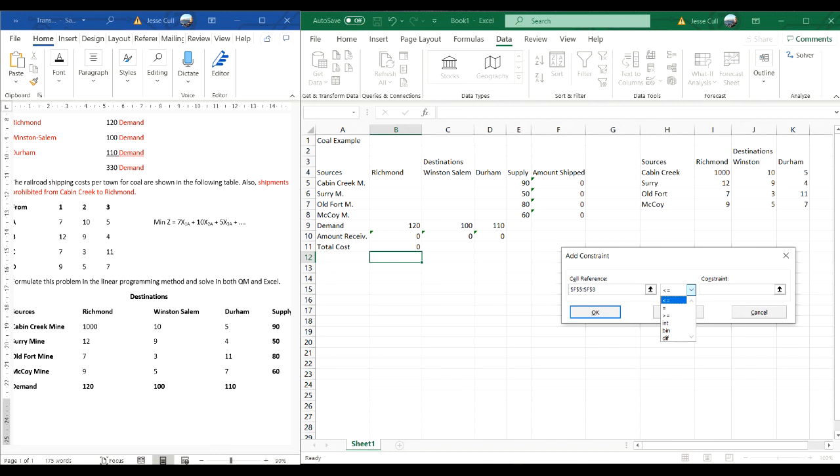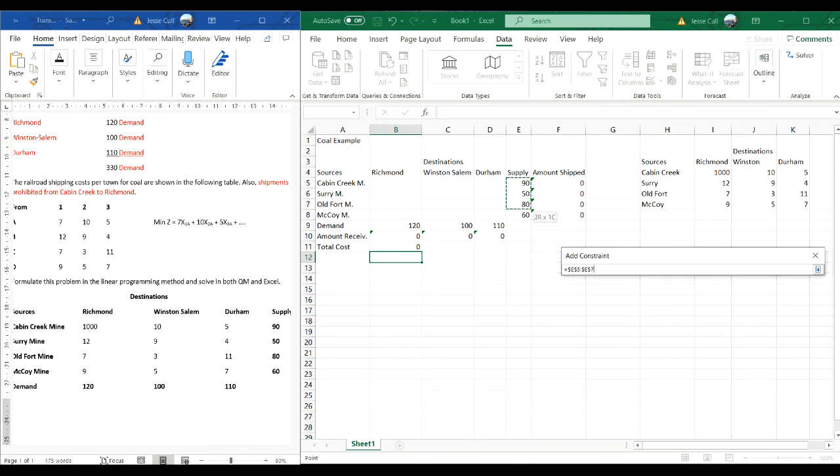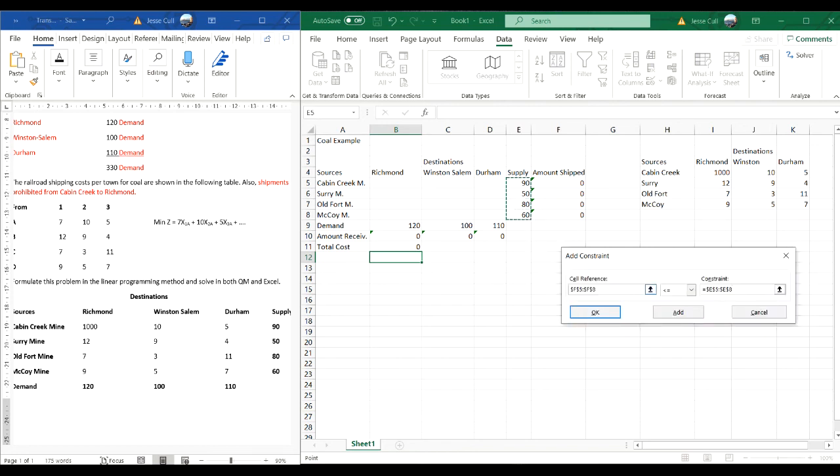Because we know we have less supply than demand, we know all of this is going to be used. We cannot leave any at any of the mines. We require everything, and we still don't have enough. So in that situation, we know less than or equal to works, so does equal to. For simplicity's sake, we'll go less than or equal to. And then we list our supply. And what this says is the amount shipped must be less than or equal to the amount we have available.